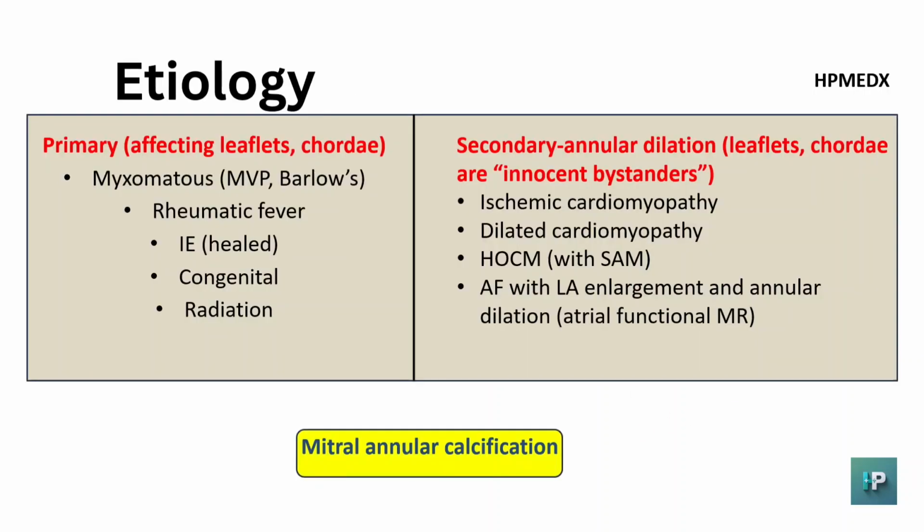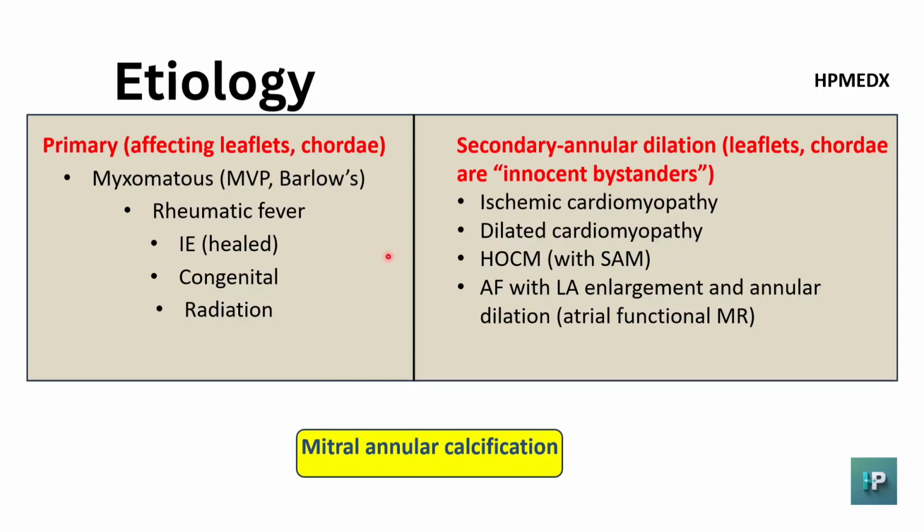And then let's get into etiology. Here the etiology may be primary or secondary. The primary causes are mostly because of leaflet and chordae issues. They may be myxomatous, rheumatic fever, infective endocarditis, healed infective endocarditis, and congenital causes may also lead to mitral regurgitation, and then exposure to radiation.